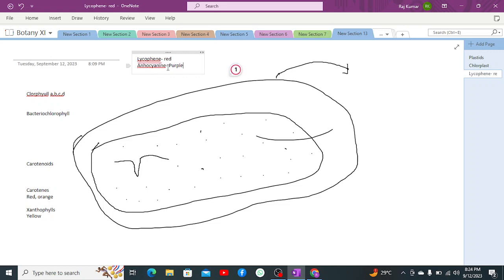Anthocyanin is providing purple color to the plant, and that is found in brinjal, as the color of brinjal is purple. Lycopene, a red pigment, provides red color to tomato. That is why the scientific name of tomato is Lycopersicon esculentum.